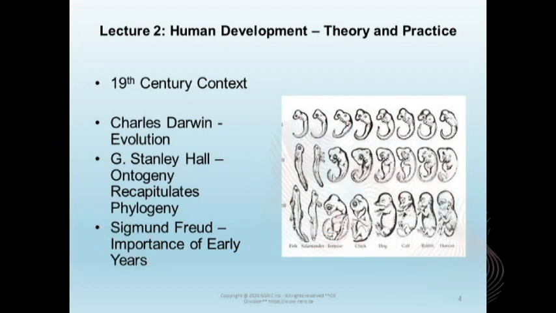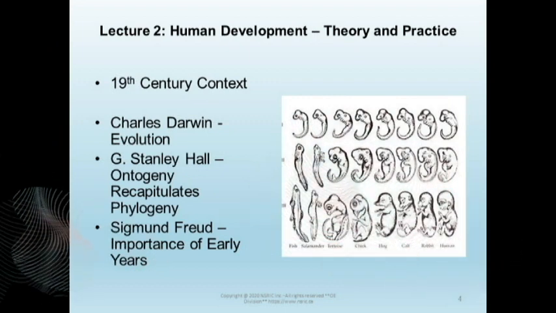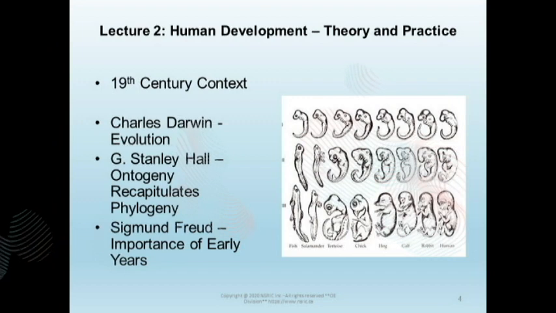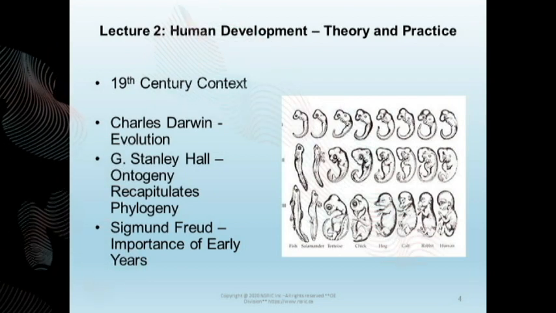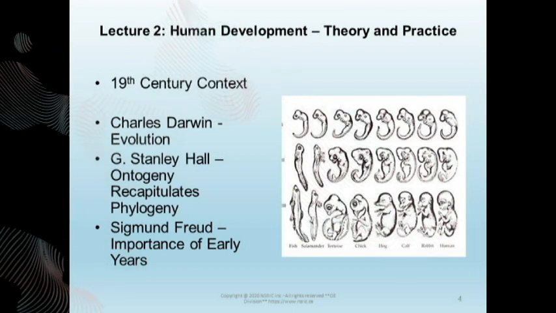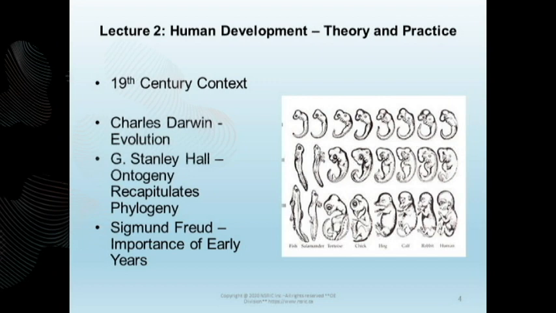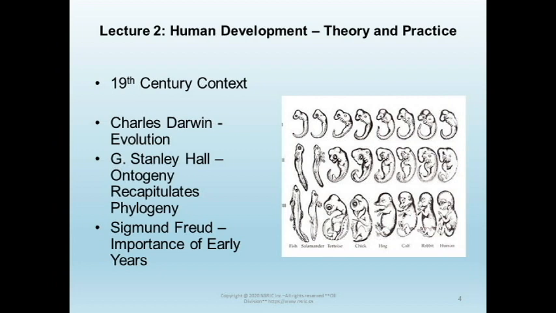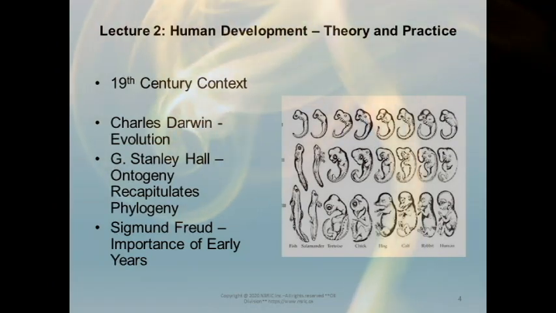And so the 19th century was marked by significant societal and cultural changes that influenced the study of human development. One crucial influence was the Enlightenment, an intellectual and philosophical movement that emphasized things like reason, rationality, and the pursuit of knowledge. And so the Enlightenment challenged traditional beliefs and encouraged a more empirical and scientific approach to understanding the world.